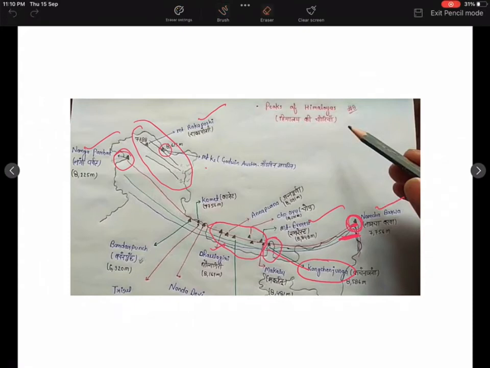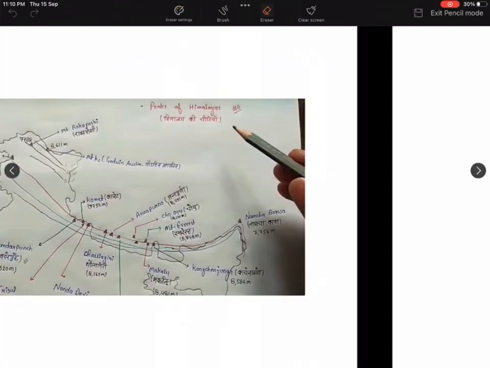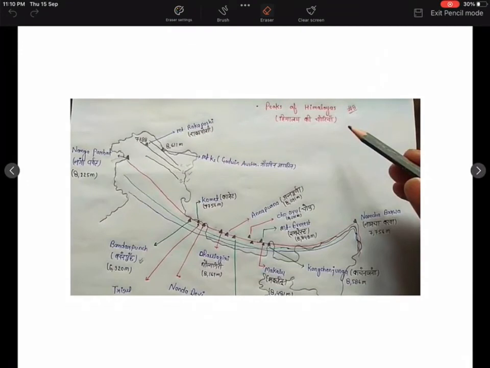One more thing I want to discuss, that many times students ask that the J&K area is much higher, so why are its peaks not the highest? The reason behind it is that these mountains are not just like the way they look on the map. On the map we are just seeing a picture, not the 3D map.